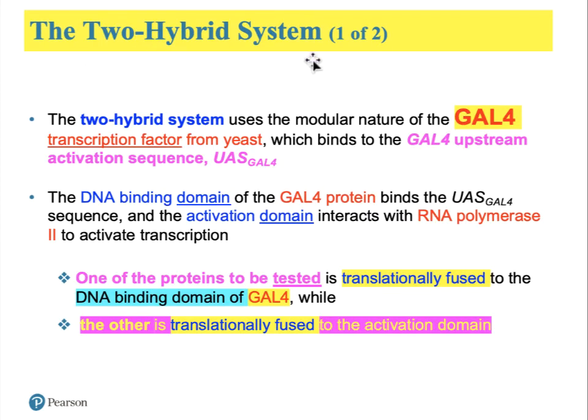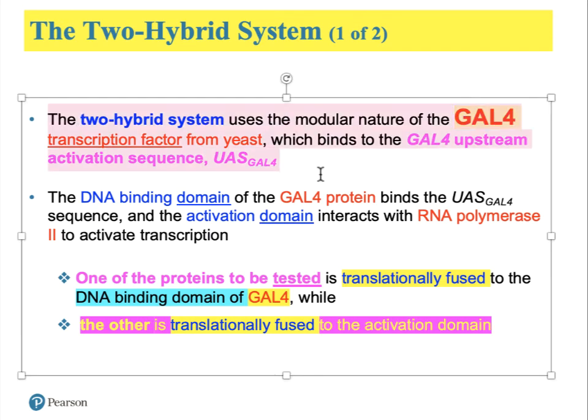In the two-hybrid system, we rely on a natural system that has been dissected by geneticists for a number of years. The Gal4 gene transcription factor from yeast has a modular design to its protein, and it is this that's the heart of the method. The Gal4 transcription factor has 2 domains. It has the DNA binding domain, which binds to the DNA, and an activation domain that interacts with RNA polymerase at the promoter to activate transcription.